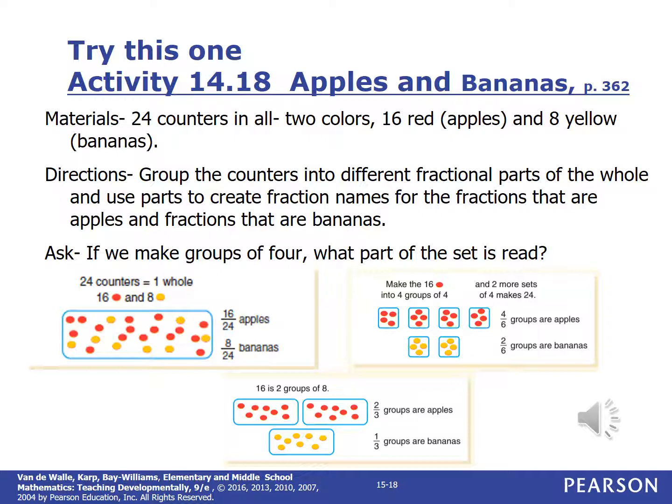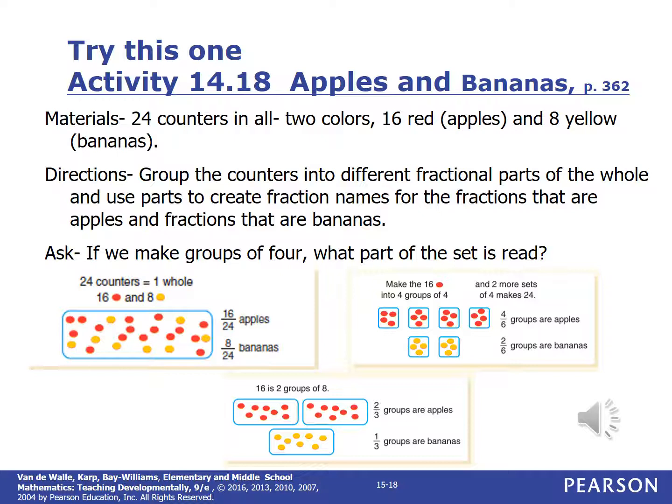And then when they write this as a fraction expressing the groups of apples to total groups of fruit, they have 4/6, and then for bananas they have 2/6. And then you could say, well, why don't you group them in groups of 3? And when they do that, they're going to end up having 2 groups of 8 apples and 1 group of 8 bananas, and they'll realize to the whole they can express the apples as 2/3 and the bananas as 1/3.